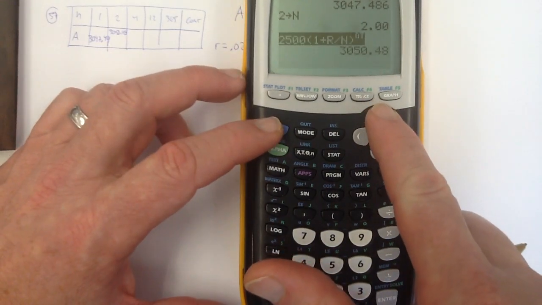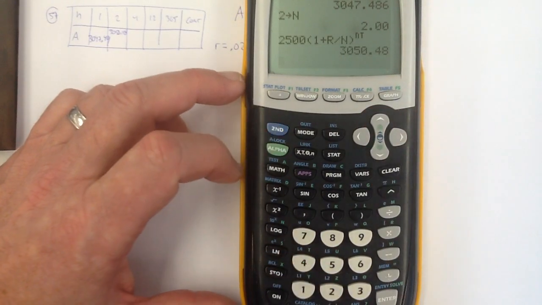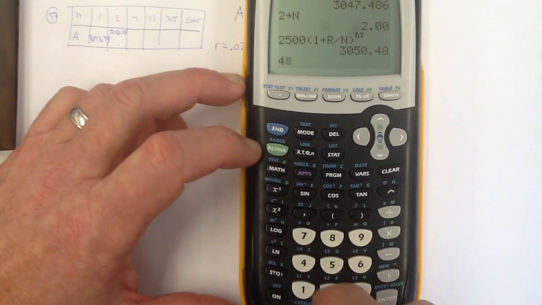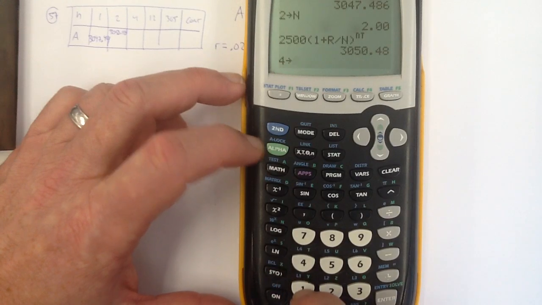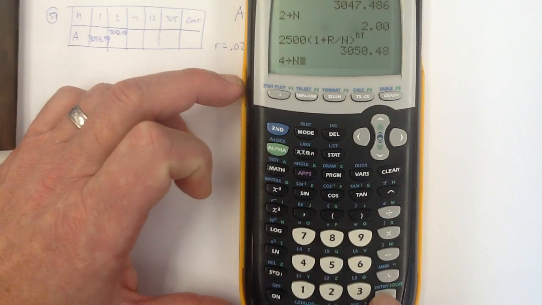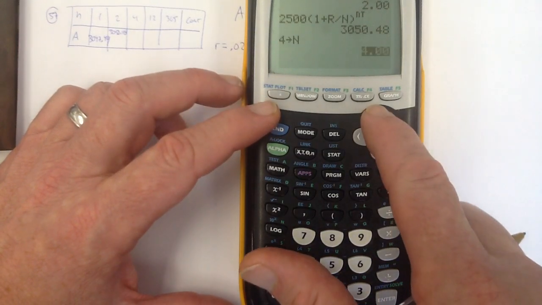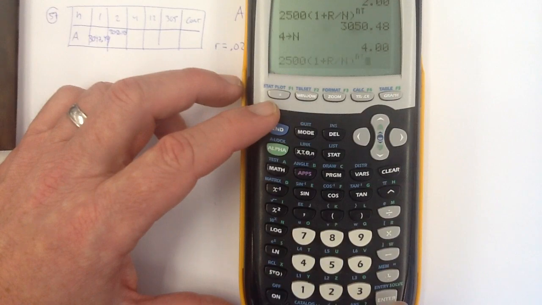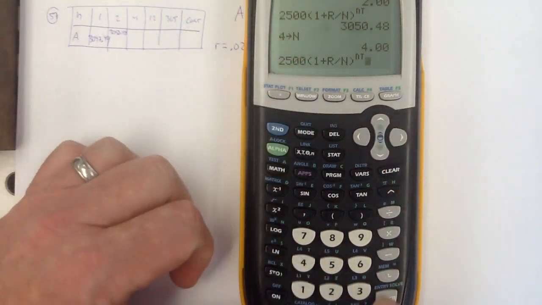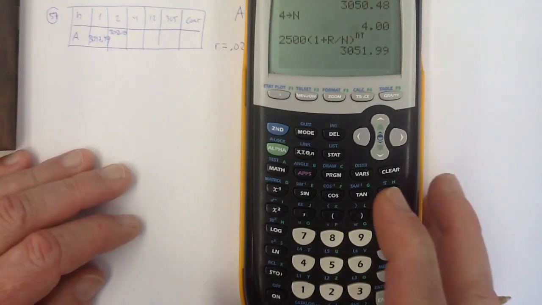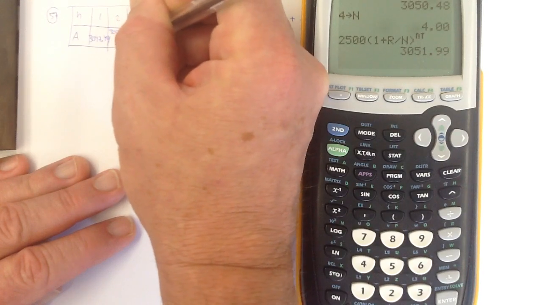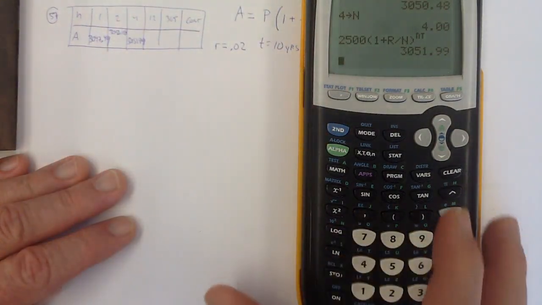So I'm going to do 4, second, store, and then bring up my n, and then bring that down again. So I got it a different way. I just scrolled up with the arrow. So either of those will work. 3,051.99. So you see, as we compound more times, we get a little bit more money.